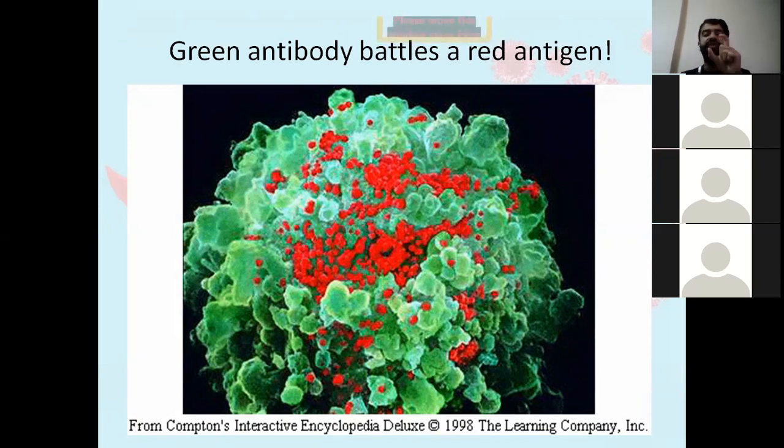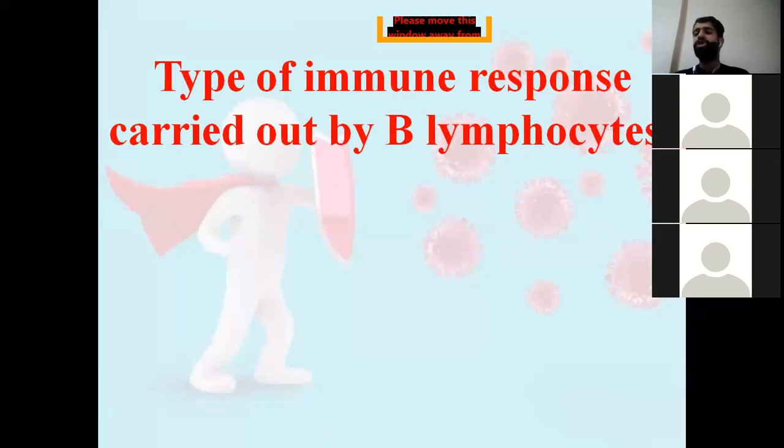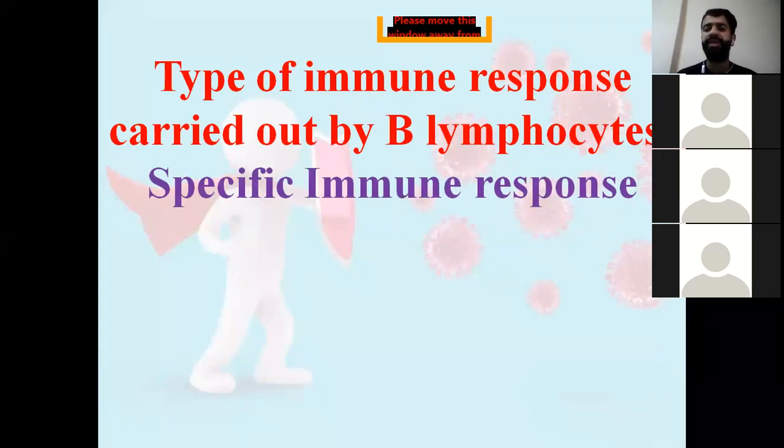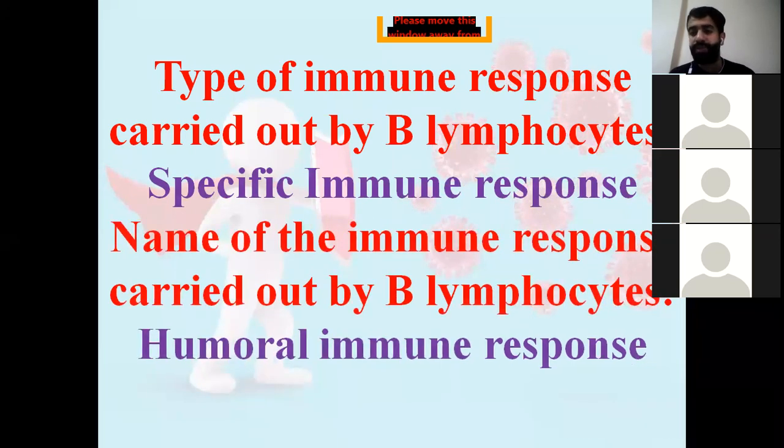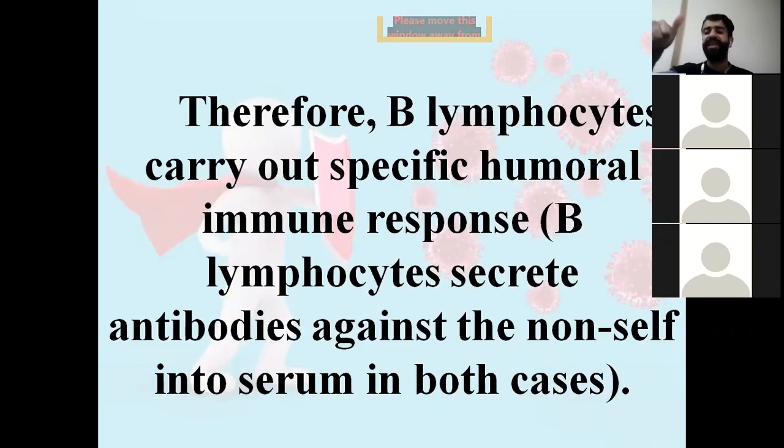Be careful. Every antibody is specific for an antigen. So antibodies are specific. We will talk about them in detail in the coming sessions. So what is the type of the immune response carried out by B lymphocytes? It is the specific immune response. The type of immune response is called the humoral immune response. So what is the immune response of B lymphocytes called? It is called the specific humoral immune response.